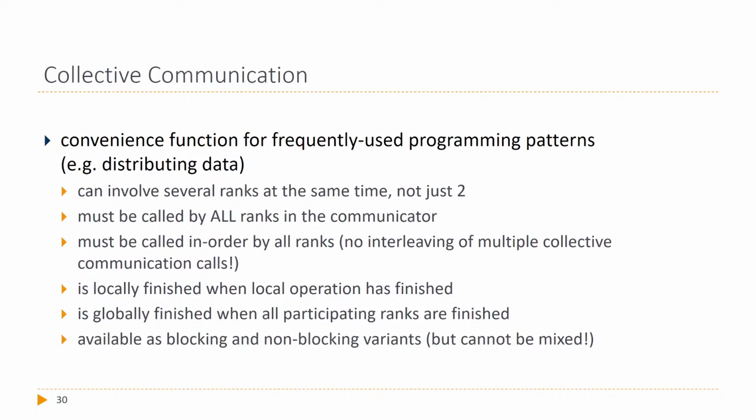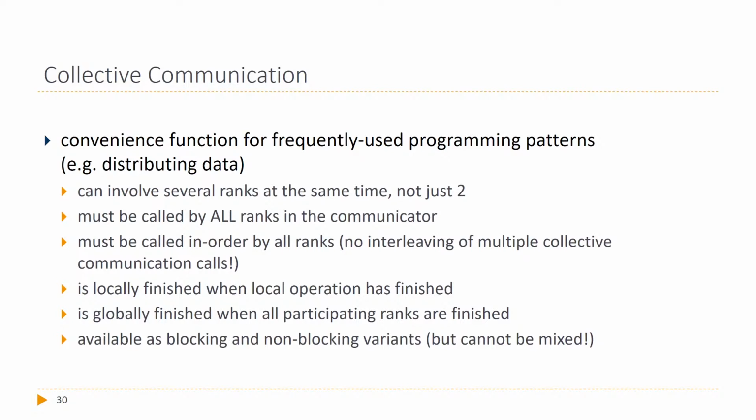Collective communication must be called in order by the ranks. So even if you have all ranks doing all the communication, you cannot have half of the ranks doing the first communication call first and half of the ranks doing the second communication call first and then the other way around. If you have one collective communication going on and the second afterwards, the first one must be finished by everybody before the second one can be finished by everybody. There's no interleaving.